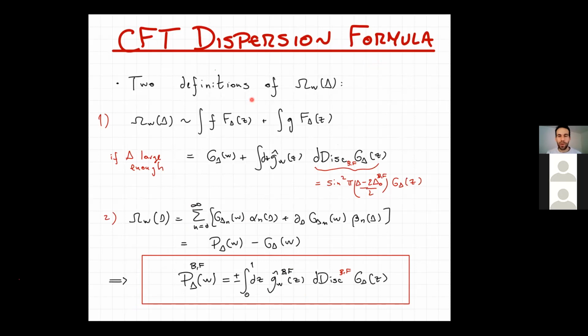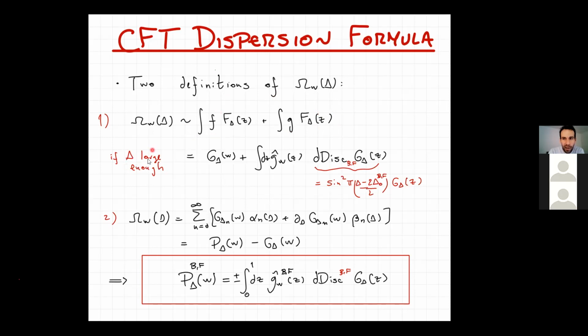Right. So now let us discuss something, a very interesting outcome of this master functional approach, which is a dispersion formula for CFT correlators. Notice that I've given you two definitions of the functional action. One of the definitions was in terms of the integral of some kernels, f and g, against the crossing vector. So this is the first definition.